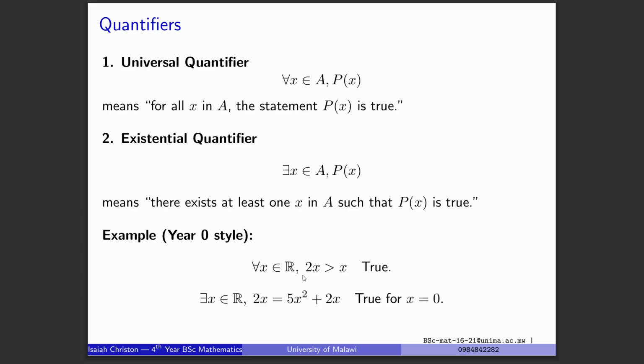So let us look at this one. What if we choose our x to be equal to 0? If we plug in 0 here, we're going to have 0. If you plug in 0 here, we're going to have 0 plus 0, which gives us 0. And it is indeed true that 0 is equal to 0, so this one is true. So for the existential quantifier, we just look for at least one element, and if we plug in that one element, then this one is going to be true.